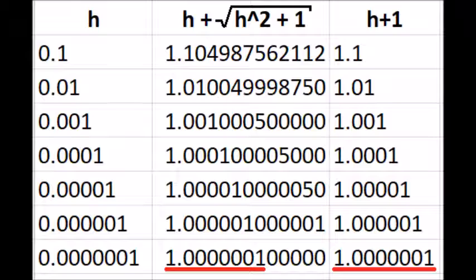Here I have made a spreadsheet with a bunch of values of h. Each row gets a little bit closer to 0. Notice by the last row that h plus the square root of h squared plus 1 is really close to h plus 1. We are going to employ that simplification to our advantage. By the way, please make your own spreadsheet if you need to verify these values for yourself.